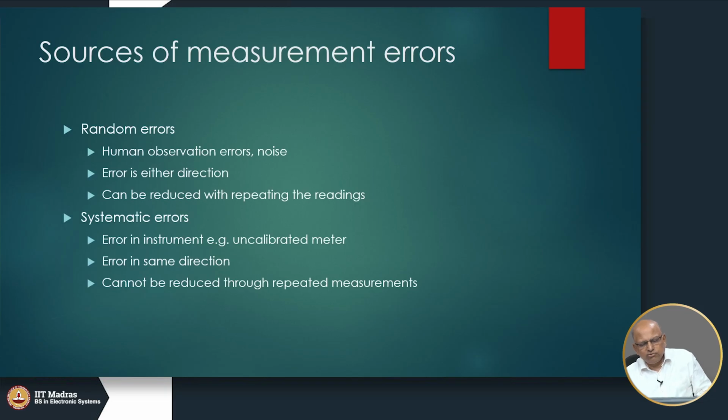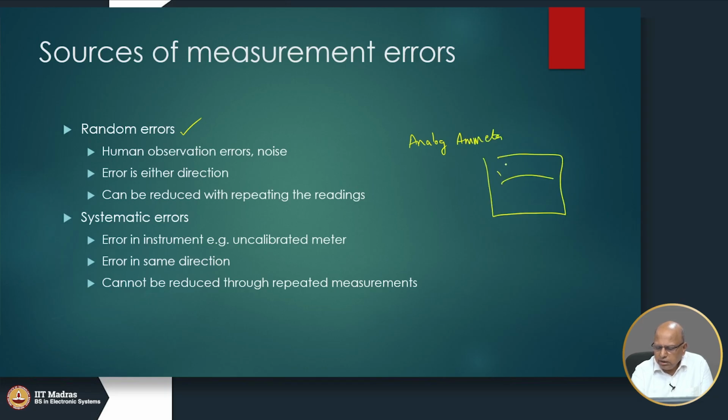Now, what are the sources of measurement errors? Why do measurements sometimes have errors? One source is called random error. If you have used analog readouts, you may have used analog ammeters. They usually look like this. There is a scale of current readings, and there is a needle that tells you what the current is, etc.